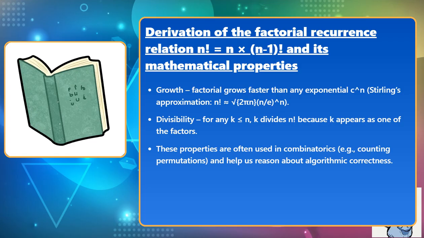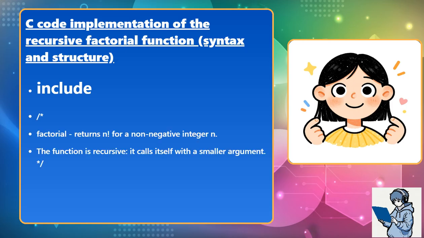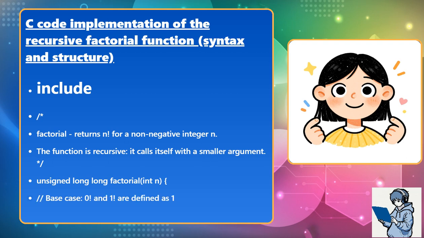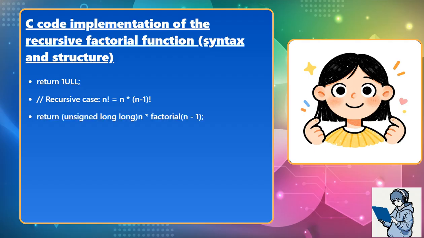#include <stdio.h>. Factorial returns n factorial for a non-negative integer, and the function is recursive, it calls itself with a smaller argument. unsigned long factorial(int n). Base case: 0 factorial and 1 factorial are defined as 1. If n is less than or equal to 1, return 1 (unsigned long). Recursive case: n factorial equals n times n minus 1 factorial. Return (unsigned long) n times factorial(n minus 1).